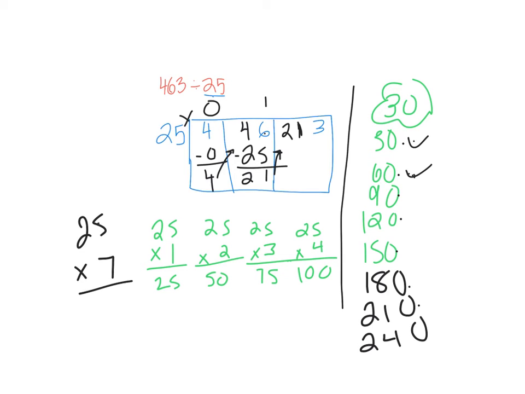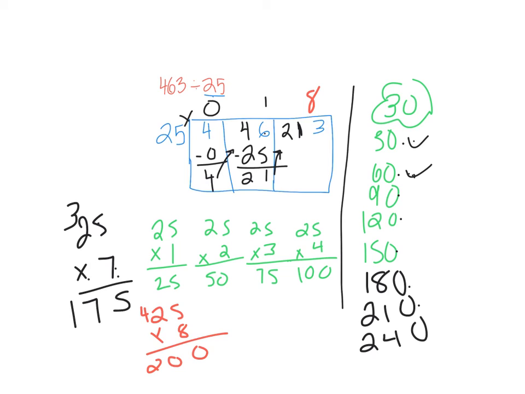25 times 7, 5 times 7 is 35, carry my 5. 7 times 2 is 14, plus 3, 175. I think I can get closer. I'm going to switch to a different color here so I'm not confused. Let me try times 8, see what I get. 5 times 8 is 40. 8 times 2 is 16, plus 4 gets me 200. Oh, and that works out because I know 25 times 9 is going to be 25 more, so I definitely can't do times 9. So I'm going to go ahead and put my 8 up top.